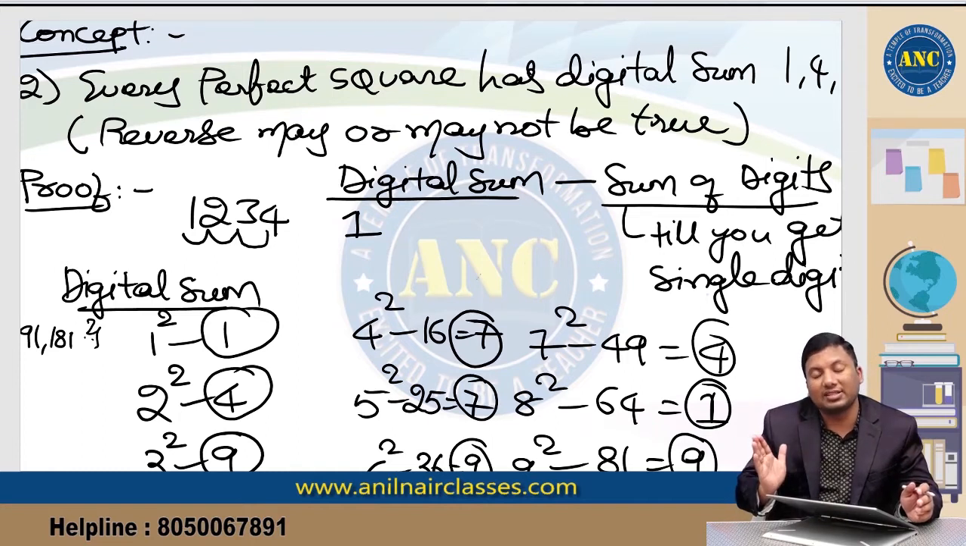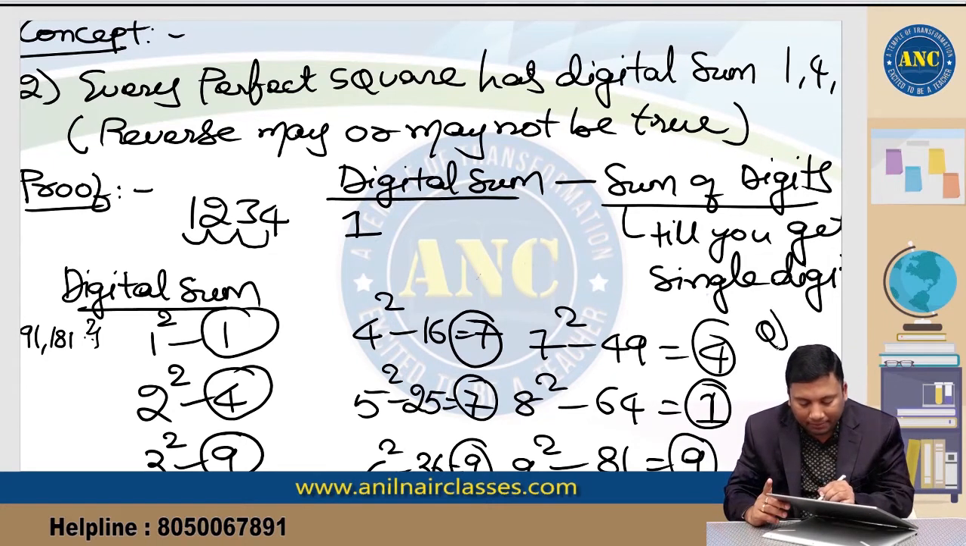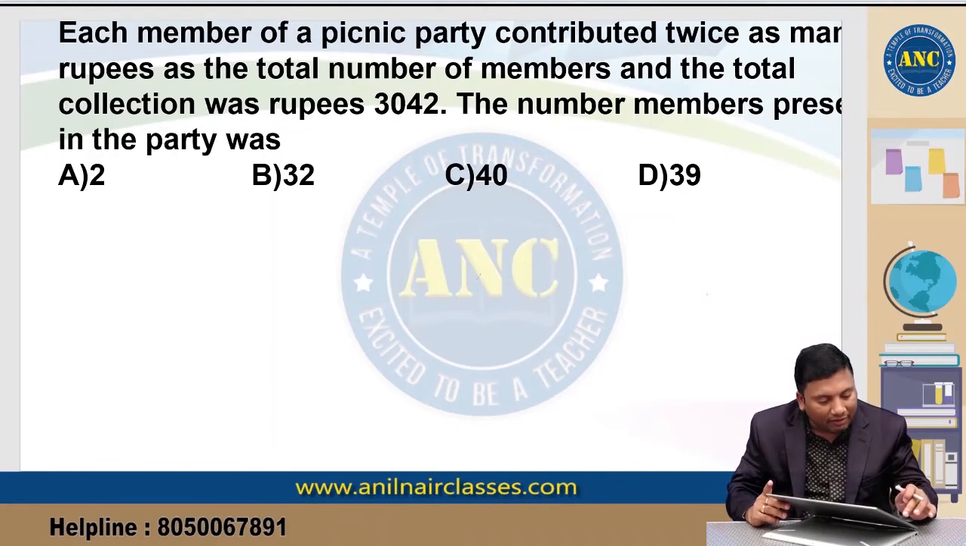But the reverse case, if a number has digital sum 1, 4, 7 or 9, it may or may not be a perfect square. For example, if you take 1, 2, 3, 2, 1, is 1, 2, 3, 2, 1 a perfect square?